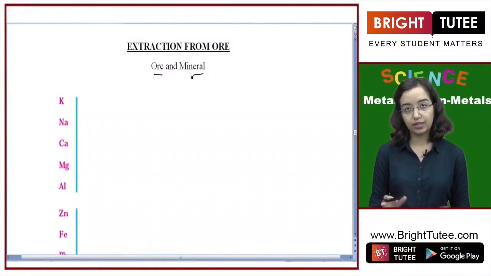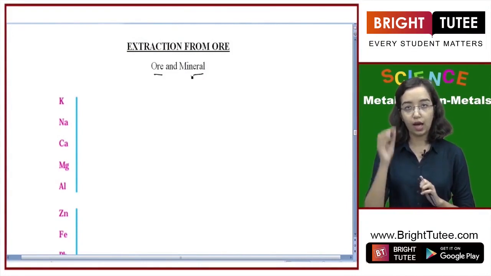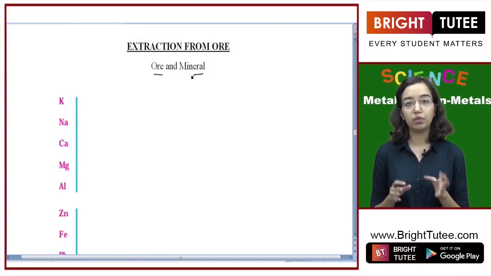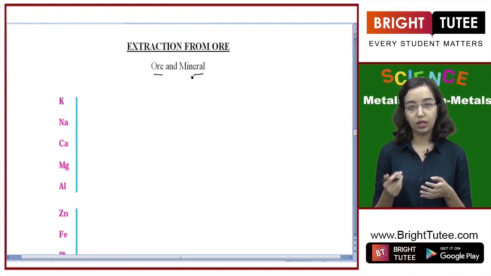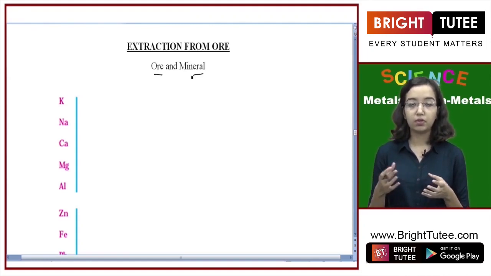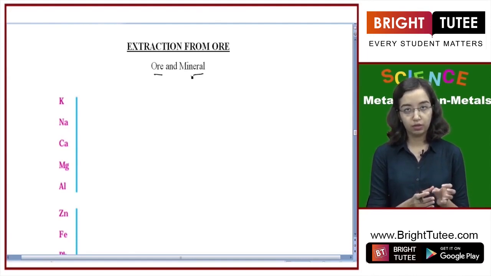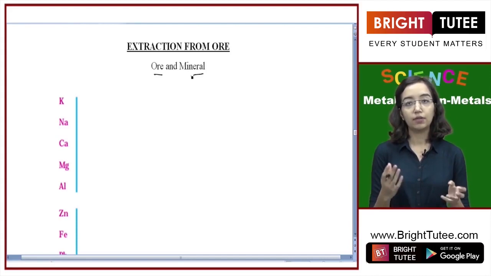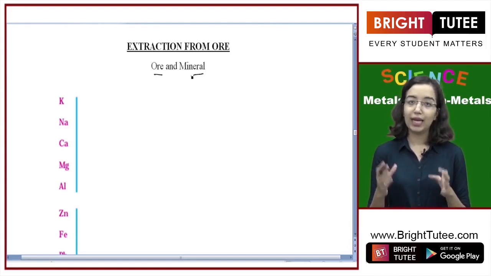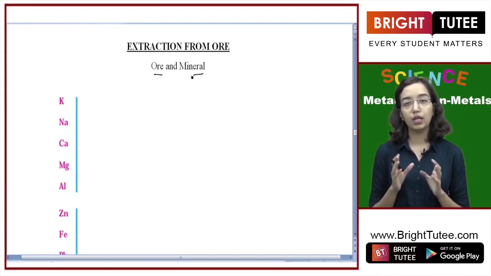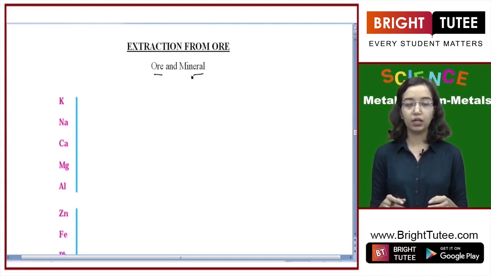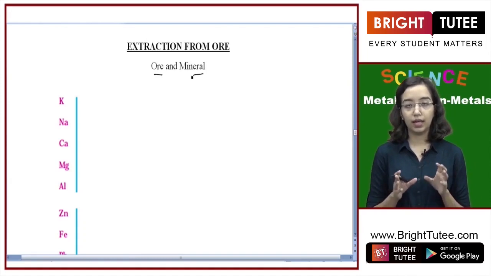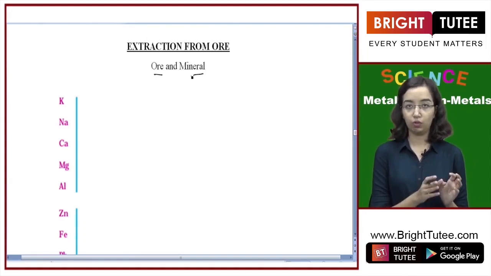Ore and mineral are essentially both forms of rock which have a metal in them, but from a mineral it may or may not be possible to extract a metal economically. So a mineral may have, say, only 10% of a particular metal, and to extract that we would have to spend a lot of money. Then it's not a feasible thing to do. So if it is economically feasible to extract an element from something, then it is called an ore.